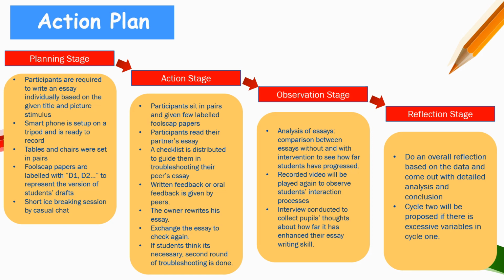In the action stage, participants will sit in pairs and be given the foolscap papers. They read their partner's essay, and then a checklist is distributed to them for troubleshooting their peer's essay.